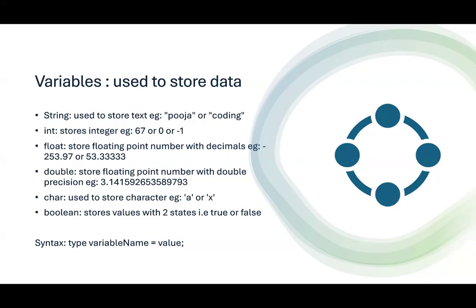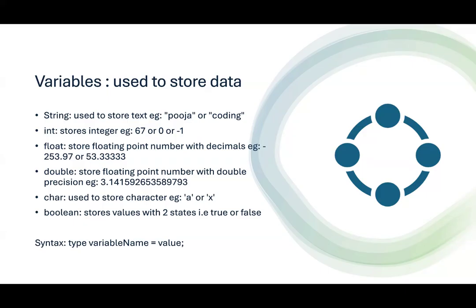Float stores floating point numbers, that is, numbers with decimals, like 253.97 or 53.33333. Double is similar to float, but it has double precision. So it stores floating point numbers with double precision, like the value of pi, 3.141592653589793. It can store up to 15 or 16 digits.